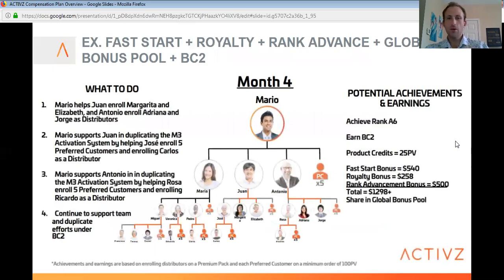Mario is continuing to duplicate, continuing to support his team. As you can see there, Juan's brought on another distributor. Jose, down on the 4th level.